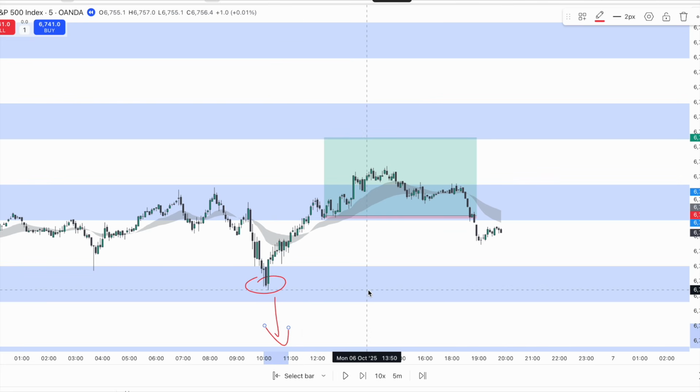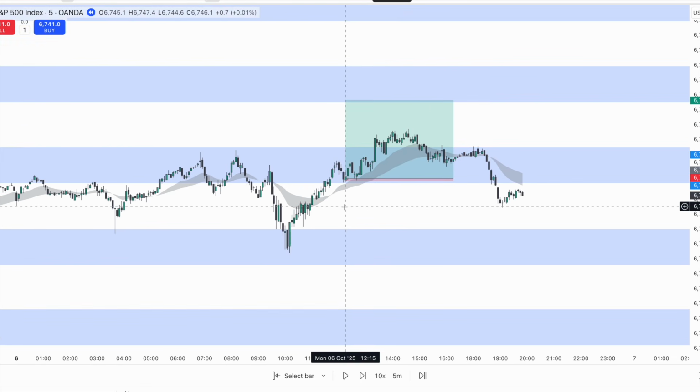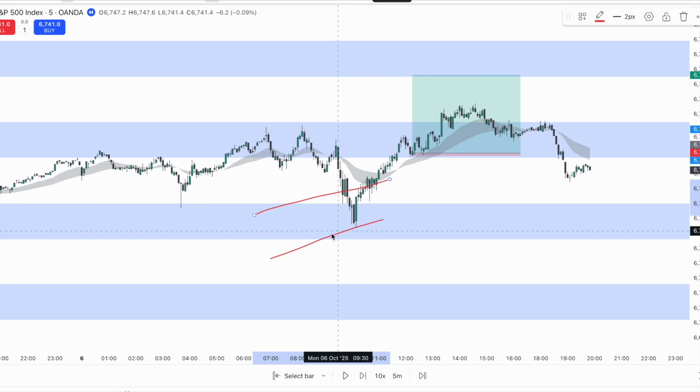Now, this does happen sometimes because we obviously can't get every single trade right all the time, and it's just something we need to accept. But for this move specifically, it was less likely to work because we were trading against a strong bullish cloud on the higher time frame.